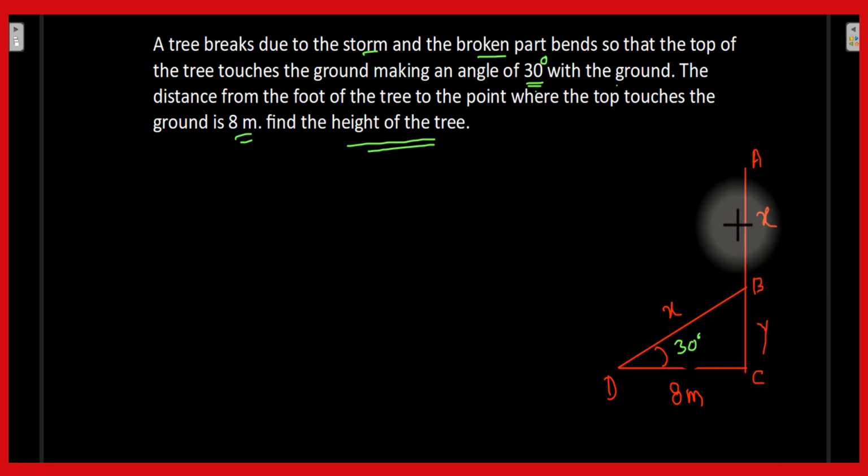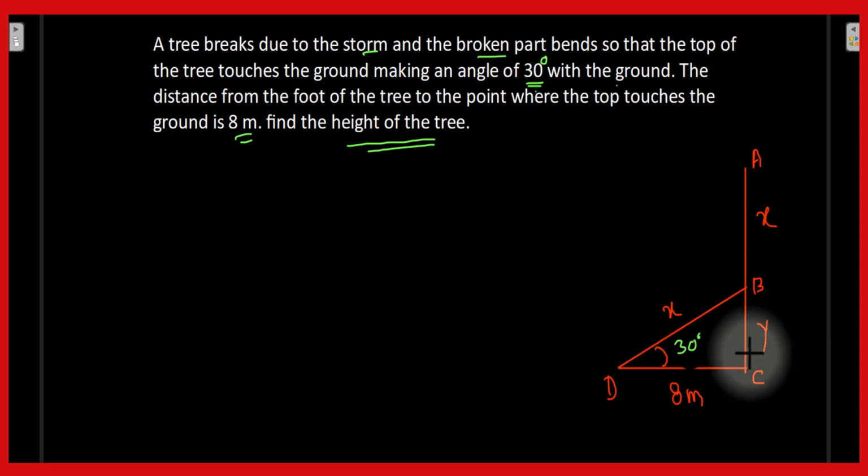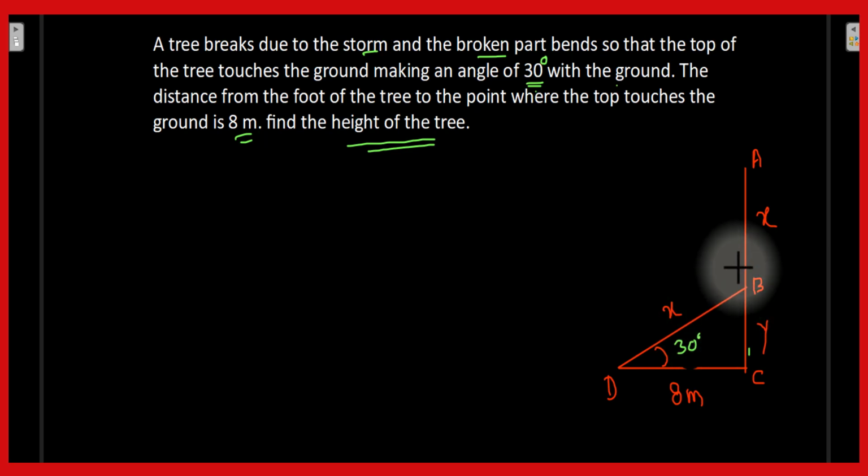This broken part touches the ground at point D, and the distance between the foot of the tree and this point where the top of the tree touches is 8 meters. It makes an angle of 30 degrees with the ground. Let BC be Y, the height where the tree is broken, and AB be X.